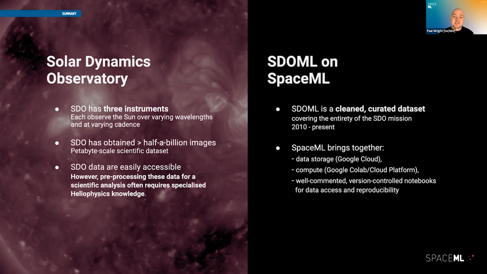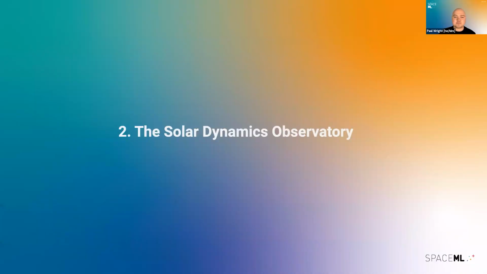While this data is easily accessible, pre-processing this data requires specialized scientific knowledge. To address this, we present SDOML, and specifically here, SDOML on SpaceML. SDOML is a cleaned, curated dataset covering the entirety of the SDO mission from 2010 to present day. SpaceML brings together data storage through Google Cloud, compute through Google Colab and the Google Cloud Platform, and well-commented, version-controlled notebooks for data access and reproducibility.